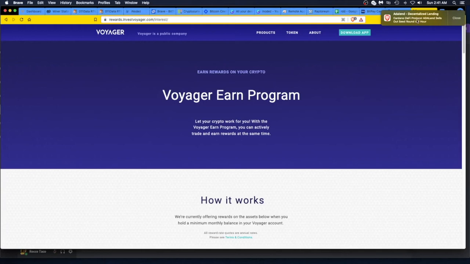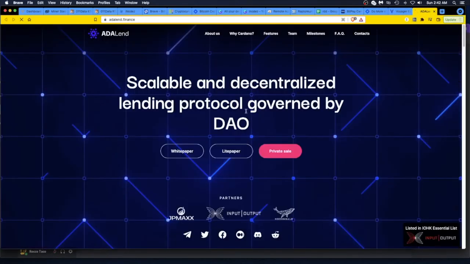Here we got another Brave ad pop up. I have it set to 10 an hour, I think. And now I just got paid for clicking on that little ad, and I'll go back to what I was talking about.